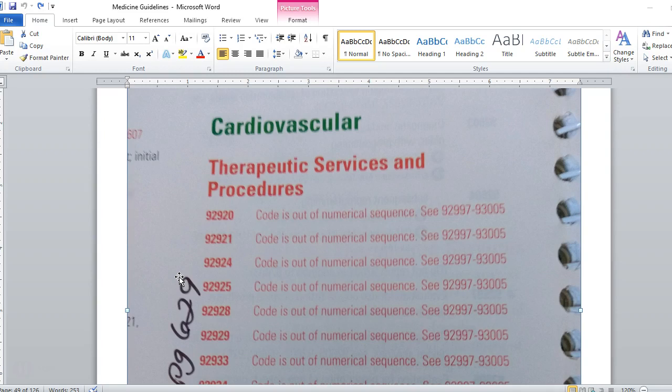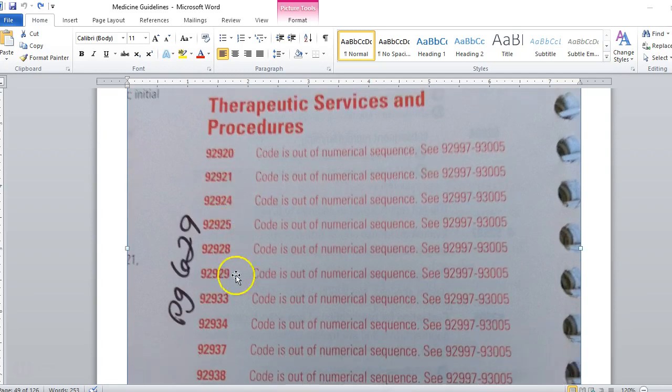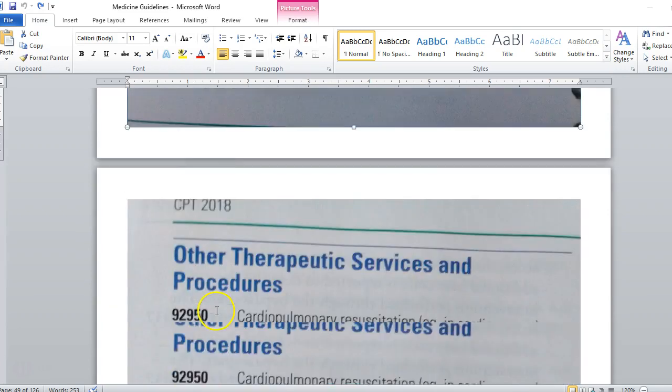We're starting on page 626 under the Cardiovascular Services. The first thing you're going to notice is all of these codes are now out of numeric sequence. This happened a few years ago. They moved all of these codes to a slightly different section. So what I like to do for large sections like this, I write the page. So you'll find these codes starting on page 629. We'll talk about those in just a few minutes.